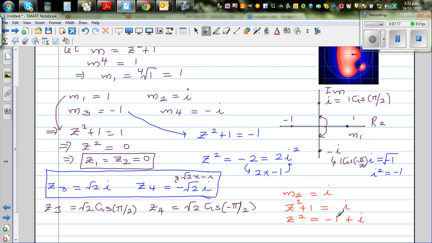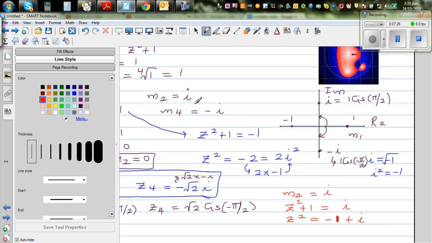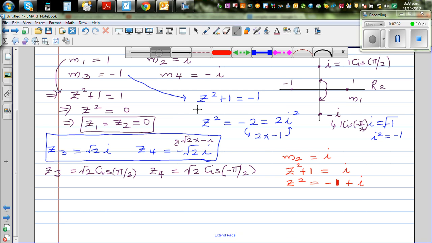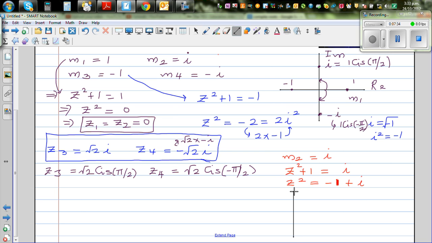Now this is a complex number. You've got a real part, which is a real number, and an imaginary part, which is an imaginary number. The first thing that we want to do is write this in polar form. So let me draw the axes. This is the imaginary and this is the real axis. So what is minus 1? Let's say this is minus 1.